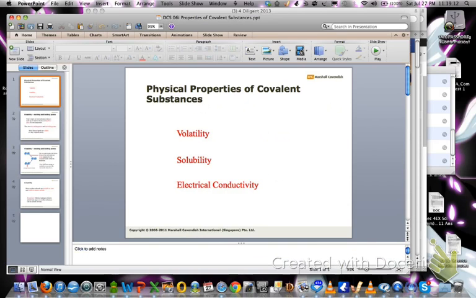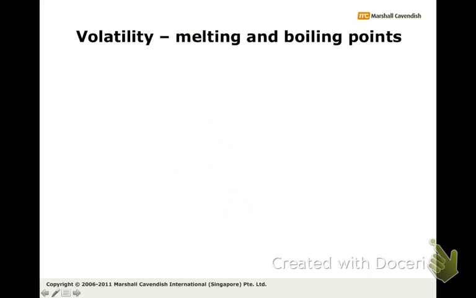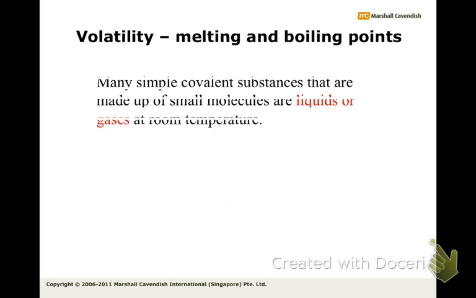Okay, this is the third set of slides. We talk about the properties. This part is very important, people. In the exam, when it comes to bonding, they always like to talk about volatility and electrical conductivity. So volatility, again, if you can recall from the ionic compound slides, is referring to melting and boiling point. Many simple covalent substances are usually liquids or gases at room temperature. Why?